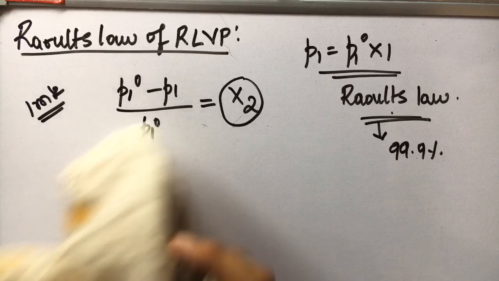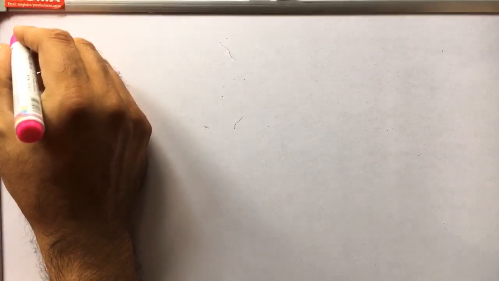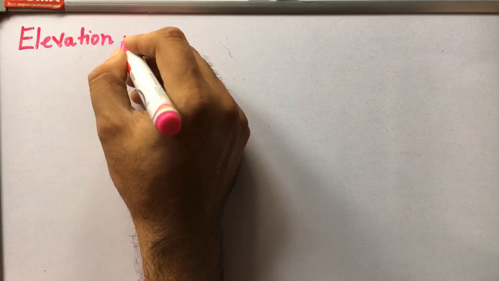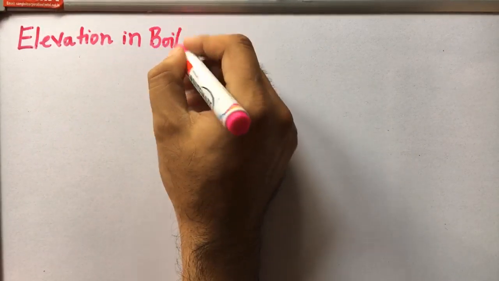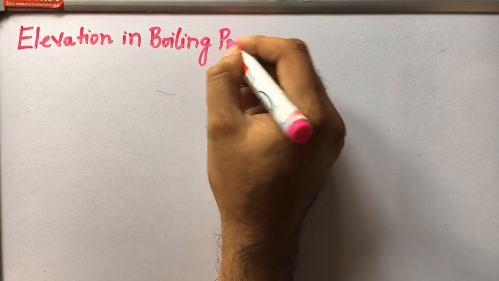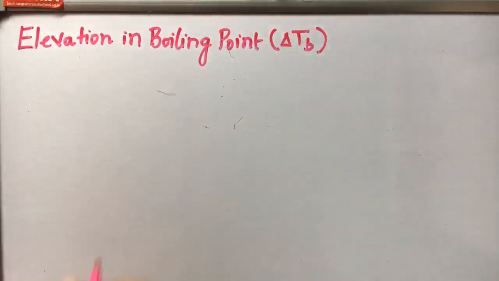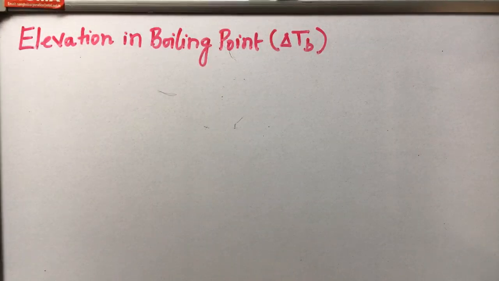Let me erase this part. Elevation in boiling point is a beautiful, nice concept that we can study now. Relative lowering of vapor pressure is over. Now what we are studying is elevation in boiling point. The symbolic notation that we use is delta TB. Delta means difference, TB is the boiling point.